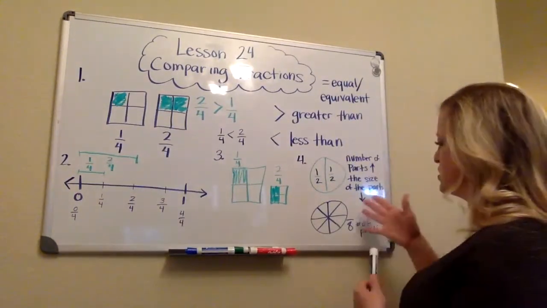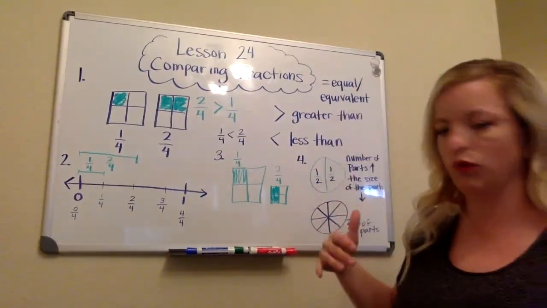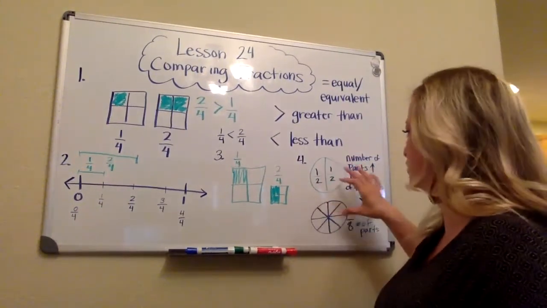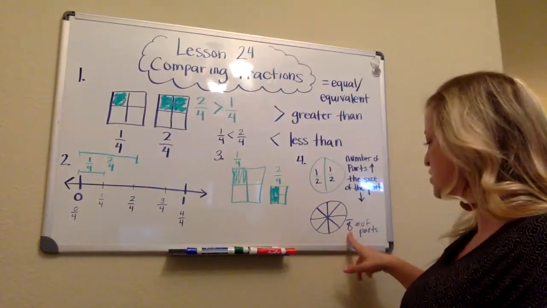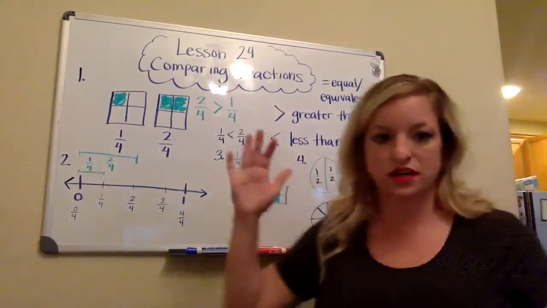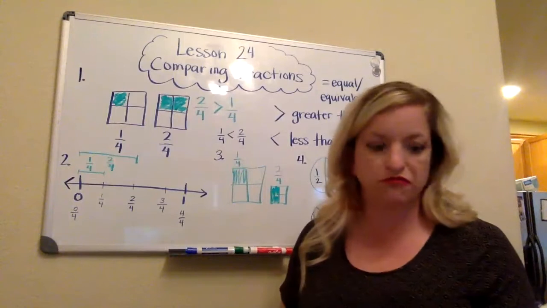I just wanted to go over that with you as you compare and contrast the whole with parts. I want you to know as you cut those pieces up, the denominator is going to go up and the size of the pieces is going to go down. So I'm going to erase and talk to you about number 5.